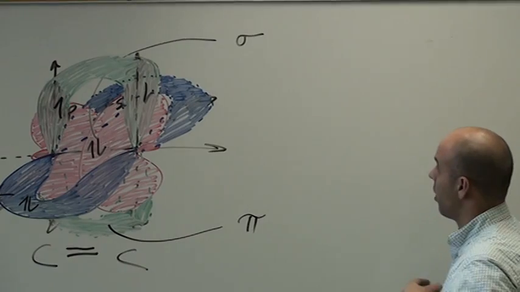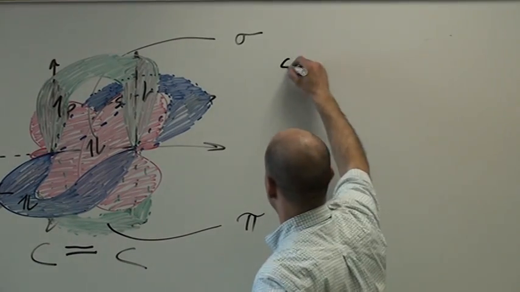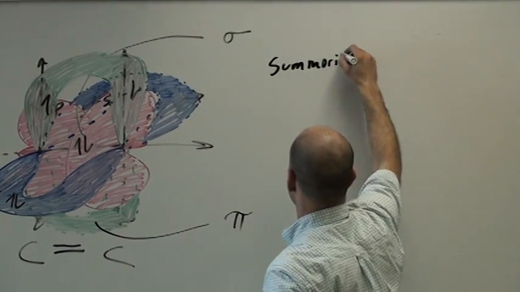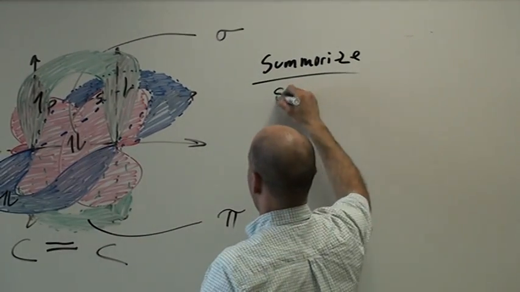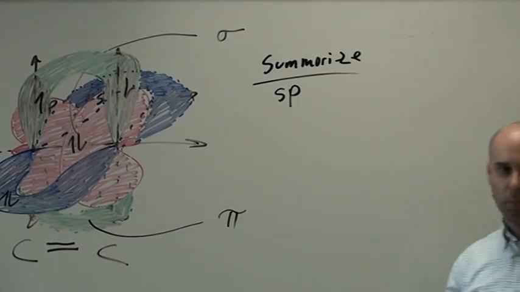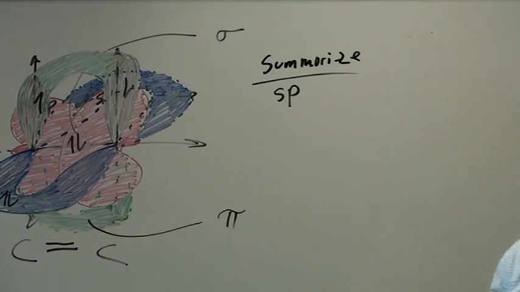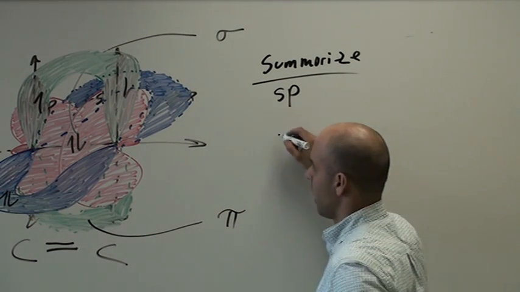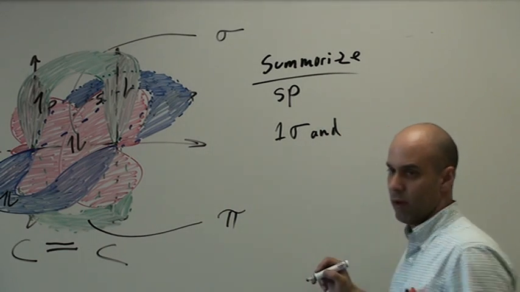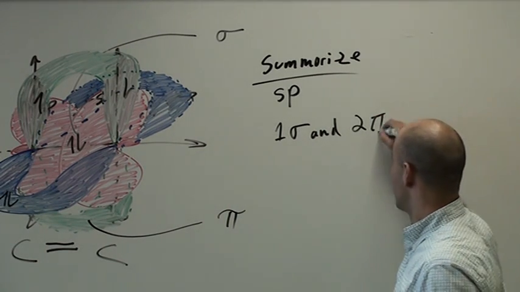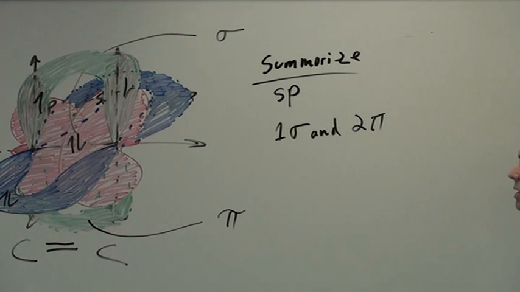So, to summarize, a triple bond is caused by an sp-sp overlap. So a triple bond always has sp hybridization, always. How many sigma bonds do we have? One. And how many pi bonds do we have? Two. So a triple bond is always one sigma and two pi's.